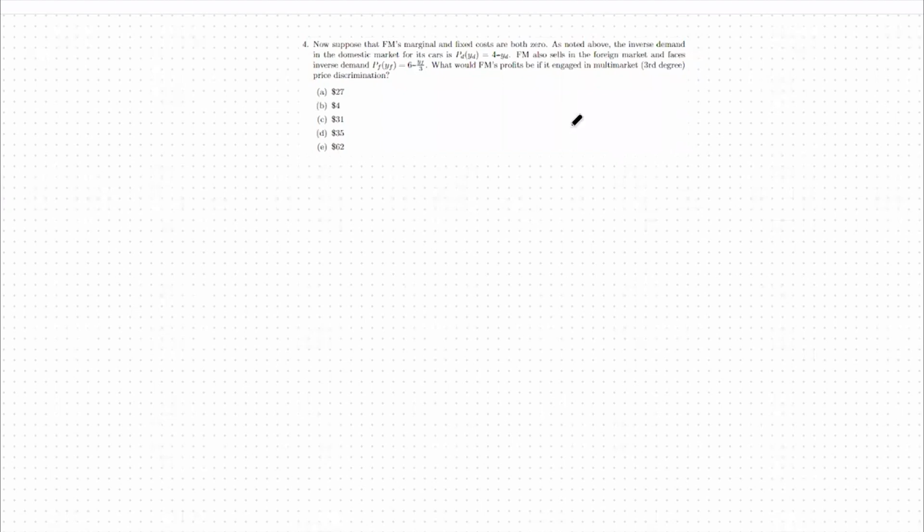Hello. Today we're going to take a look at third-degree price discrimination, or what's also commonly referred to as multi-market, and this is under a monopoly setup.